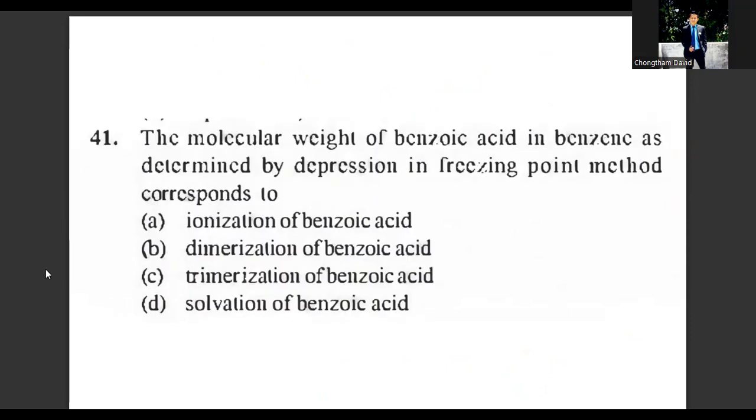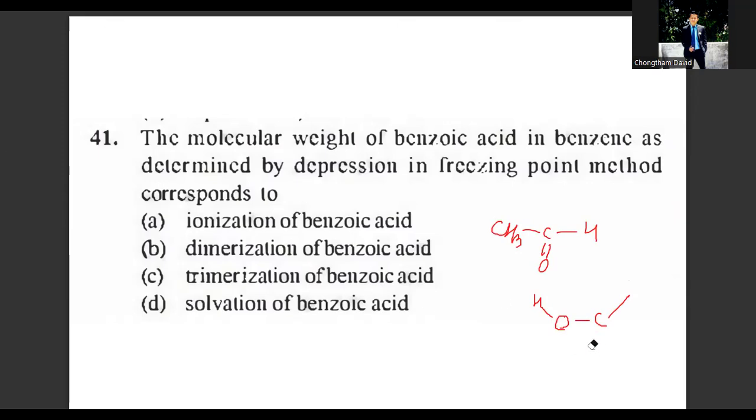The molecular weight of benzoic acid in benzene as determined by depression in freezing point method corresponds to. See, benzoic acid forms a dimer, such as in acetic acid. For acetic acid, dimerization readily takes place because this hydrogen, which is electropositive, would want to combine readily.